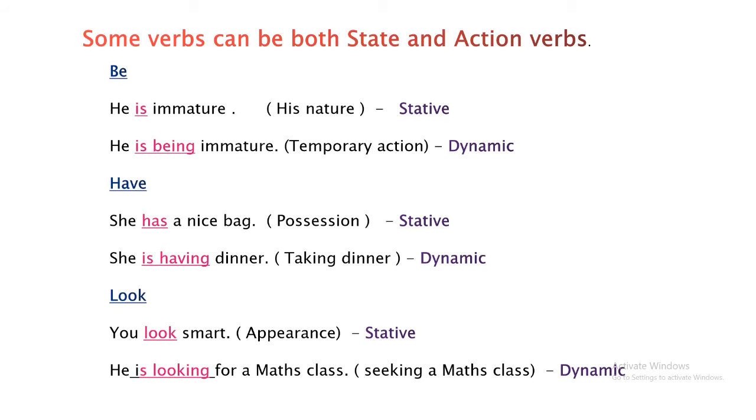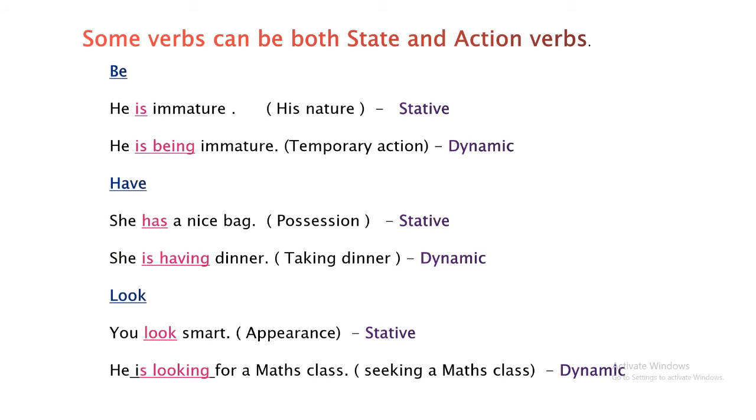Some verbs can be both state and action verbs. Look at the first verb, be verb. He is immature. So here the verb is, it is a stative verb. Second sentence, he is being immature. Is being is a dynamic verb. That's why it is in continuous form.